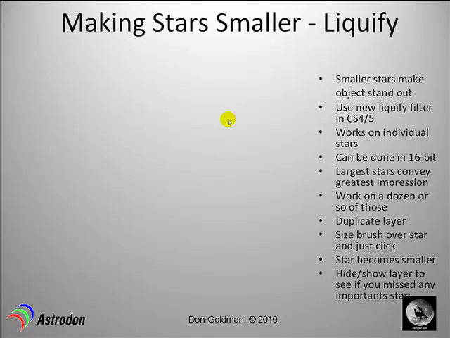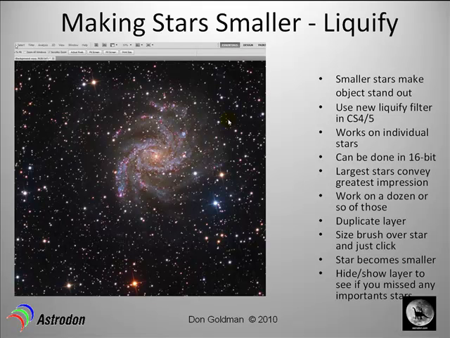One of the biggest things that people try to work with is making stars smaller. Having large stars on a nebula or having large stars in a galaxy really adds optical clutter. It takes the eye away from the object we want our viewers to look at, and you start staring at the stars. So one of the things we always try to do is make our stars smaller at the end of processing. And there are a couple of ways to do it.